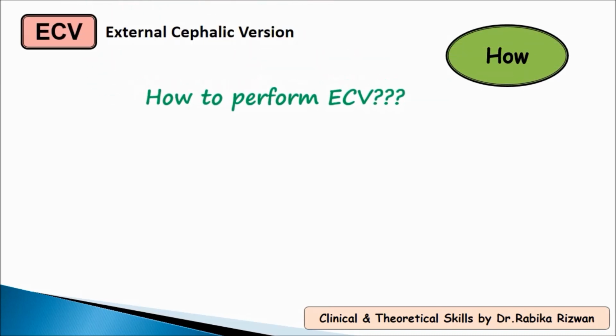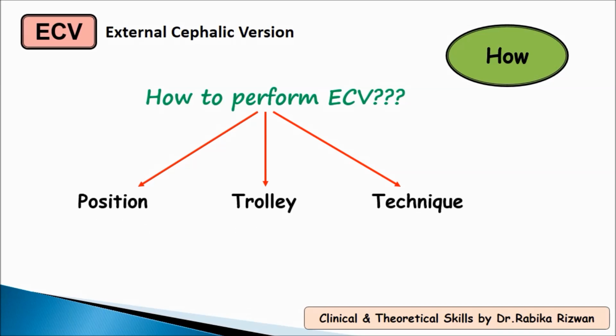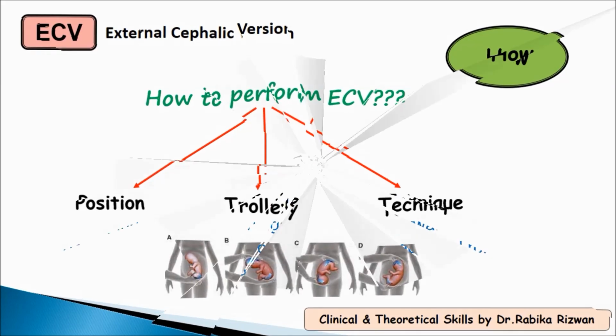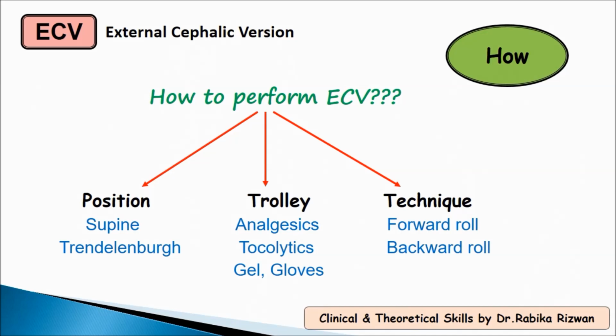The next point is how. How to perform ECV. There are 3 points you need to focus on: position of the patient, trolley, and technique. When you are done with ruling out all the contraindications and fulfilling all the prerequisites, the next important thing is to position your patient and keep the trolley ready. It should be a supine position or Trendelenburg position.